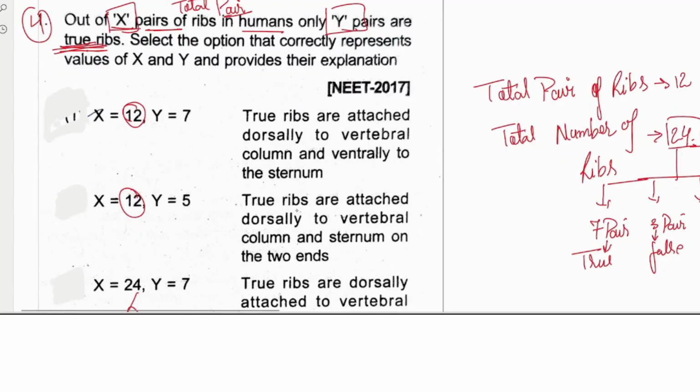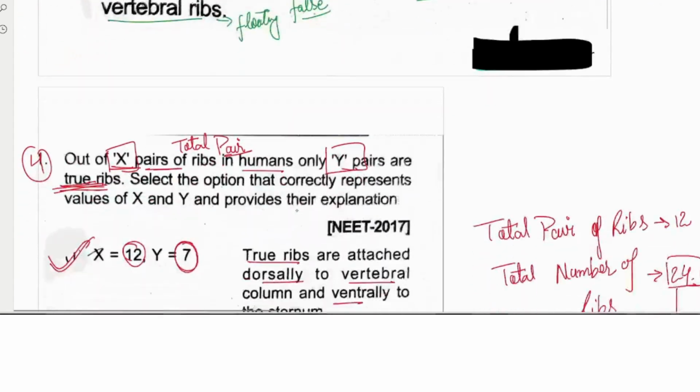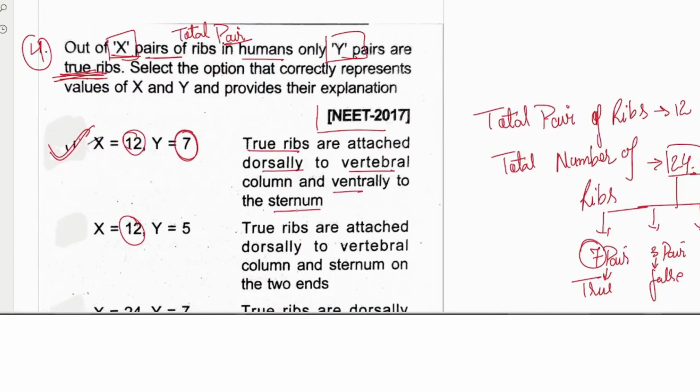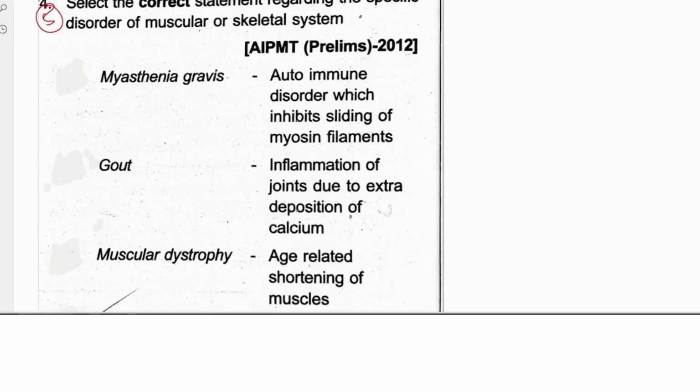How many other 2 ribs? 7 pair, right? So we will go with the first option. Okay, and these 2 ribs are attached dorsally to the vertebral column and ventrally to the sternum. So that is why it is correct. Okay, it has been asked in NEET 2070. Just focus on this type of question, you can get it in the final exam.